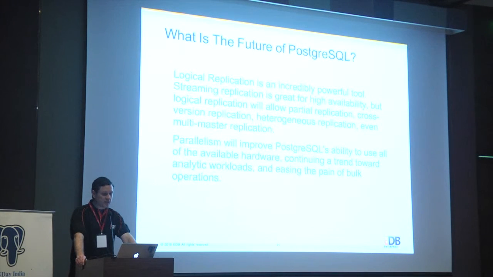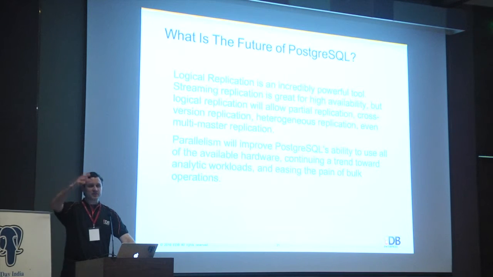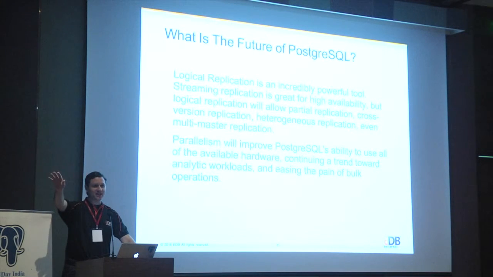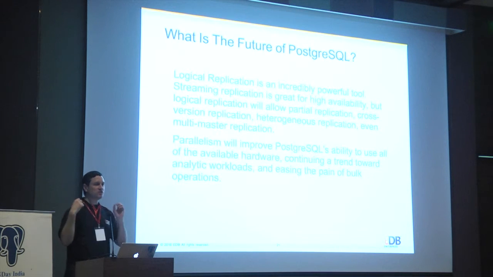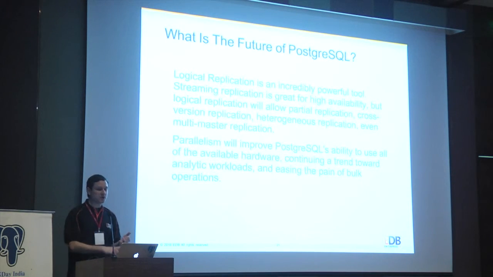modulo perhaps some tooling. But logical replication will allow a whole other set of use cases that are not possible with streaming replication. Streaming replication requires that you've got 2 copies of the database that are byte for byte identical. Every byte is the same. Logical replication lets you move rows around. That's a big difference, because if you can move rows around, then you can do partial replication, where you replicate only part of the database.